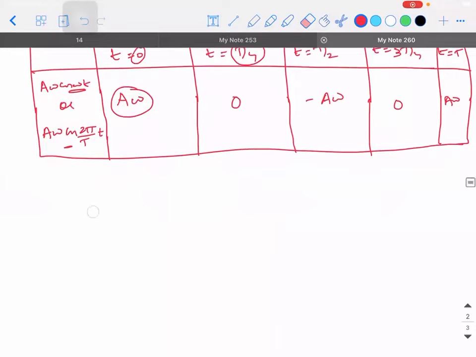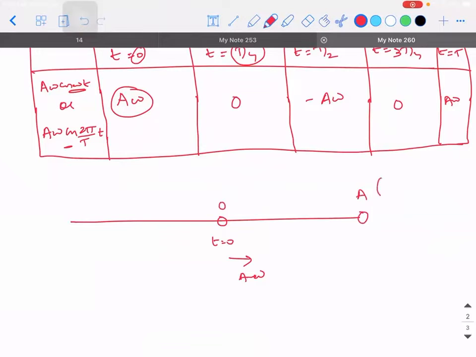So what this equation is trying to tell us is that when the particle is at the mean position at t = 0, it has a maximum velocity of Aω, provided it is moving in the rightward direction. So at the extreme position, what is going to happen? That's what I told you. O to A is 1/4 of the cycle, so this is the point where it is going to be T/4.